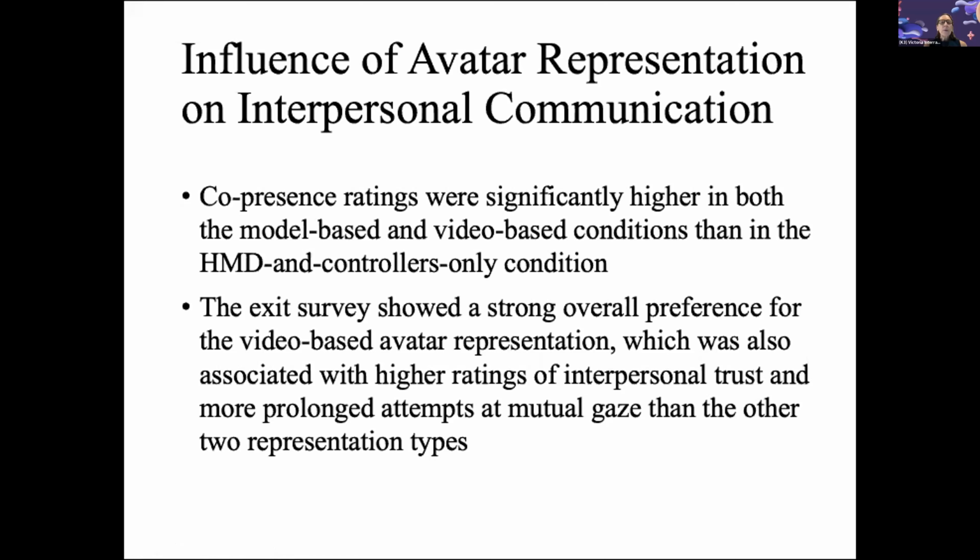And so we found this really interesting. This was the first time that we'd really seen a difference between the scanned avatar and the video-based avatar. So one thing that I have to remind you is that our scanned avatar did not have facial animation.